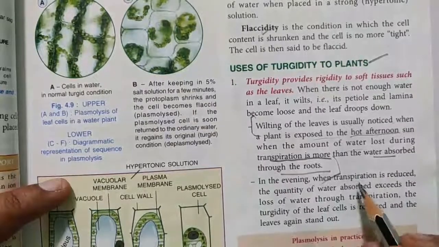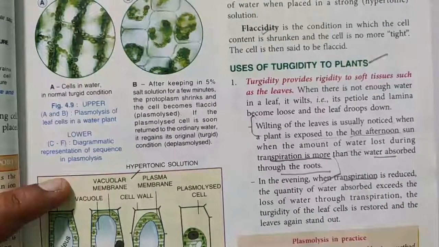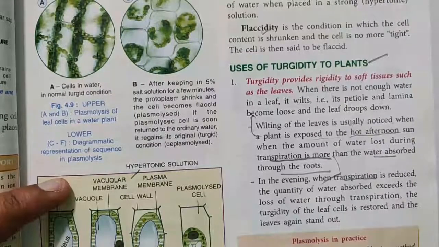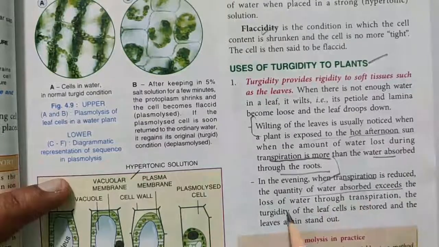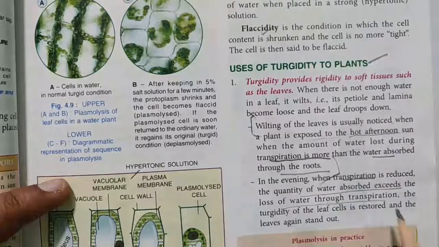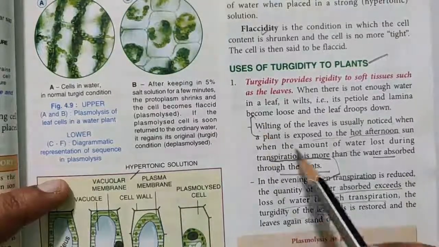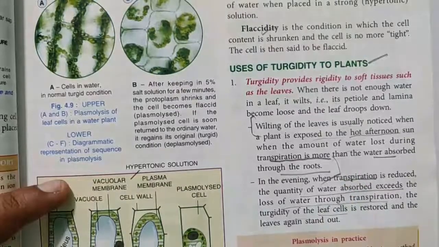Now in the evening, whenever transpiration is reduced, since the intensity of light is not that much, at that time the quantity of water absorbed exceeds the loss of water through transpiration. At this time the absorption of water becomes greater than the water lost from transpiration. So due to this, again the cells of the leaves become turgid and they stand up. So this is the reason why turgidity is important for the leaves. Remember, this question was previously asked in the board examination.